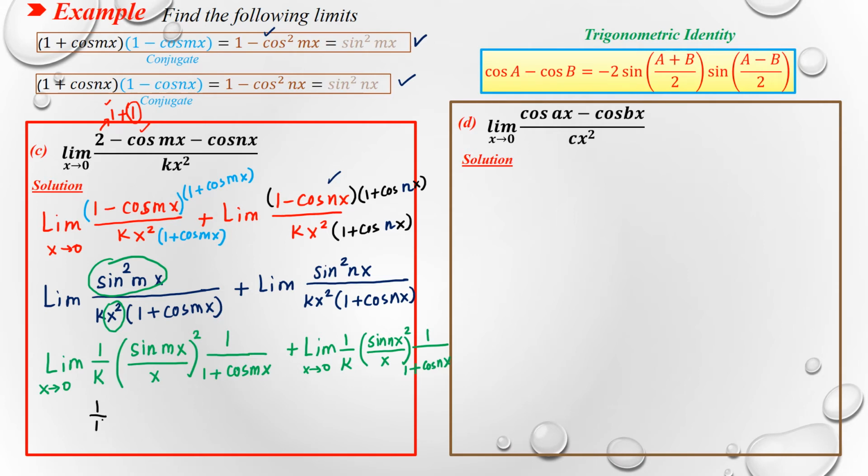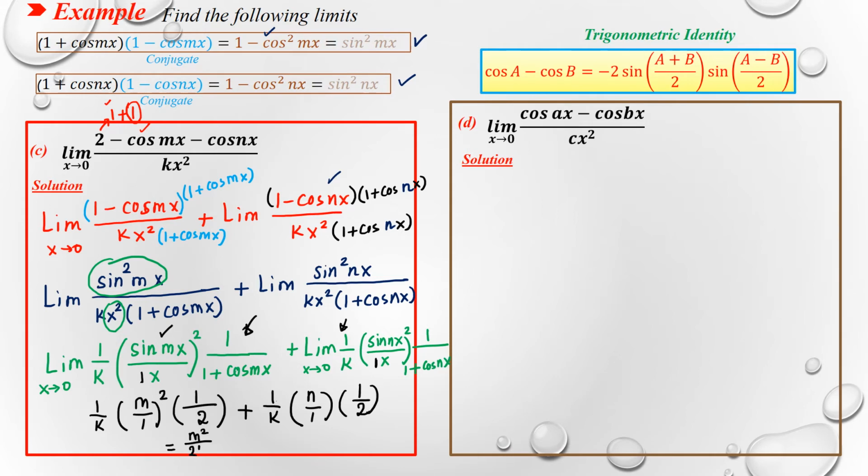Now for the first limit, we have 1 over k multiplied by sine mx over x. It means mx over 1x, so the limit will be m over 1 squared multiplied by, using direct substitution, 1 over 1 plus cosine 0, so we have 1 over 2. Plus, for the second limit we have 1 over k, and we have n over 1 multiplied by 1 over 2. So the answer will be m squared over 2k plus n squared over 2k. Since we have the same denominators, you can add the two fractions and you will get m squared plus n squared divided by 2k. So this is the answer of our limit.